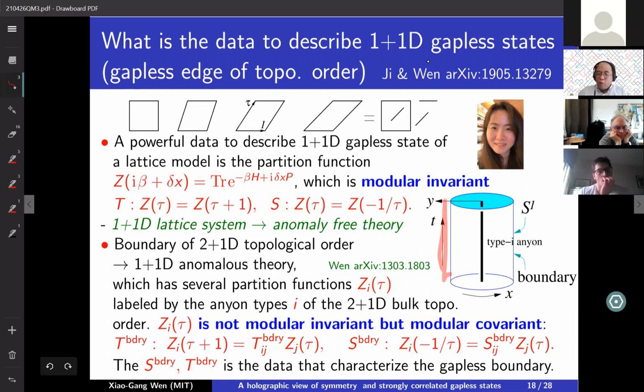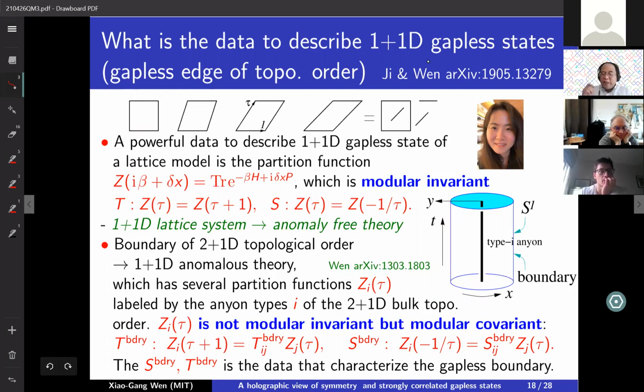Because in the bulk, we have the option to insert anyons. We may have no anyons, then we get one boundary partition function. We can insert some anyons, then we get a different boundary partition function. Actually, the number of different components of the boundary partition function is equal to the number of anyon types. It's the same as the ground state degeneracy we talked about.